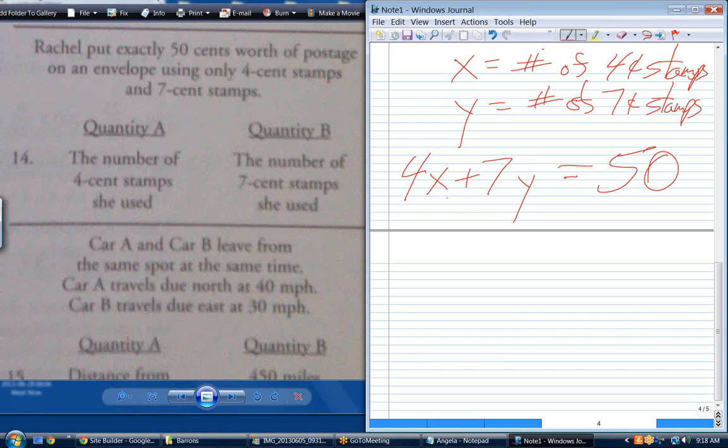Okay. Can x be 9? Yes. There's one integer solution. x is 9, y is 2. Now let's just start counting down. Can x be 8? No. Can x be 7? No. 6?